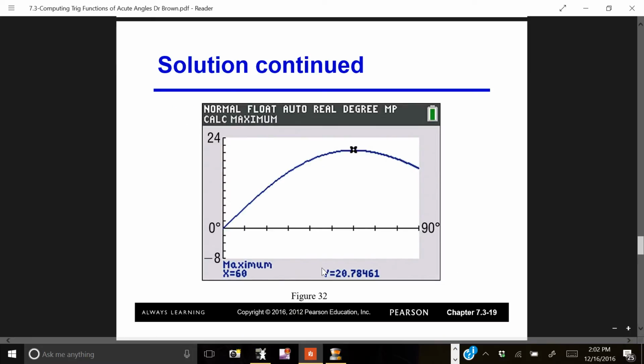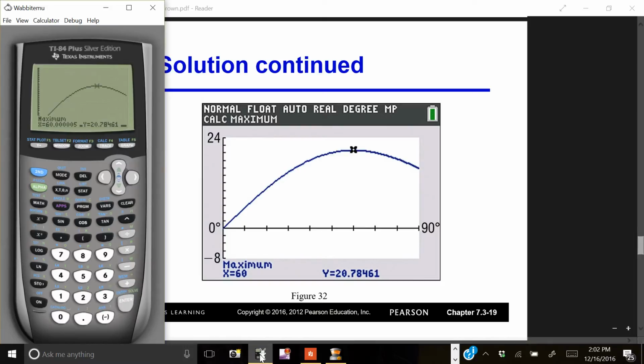And here's the same graph on this slide that we just got. Notice it said 60.00005. It's really 60 degrees. And the maximum area of the opening would be 20.78461.